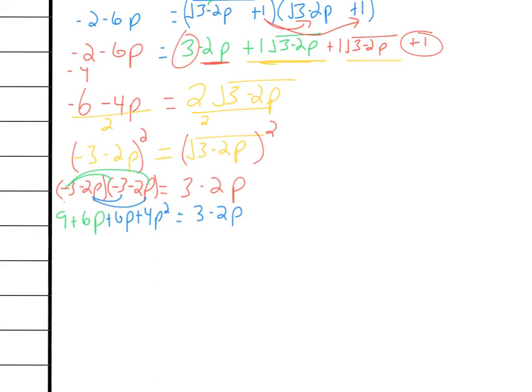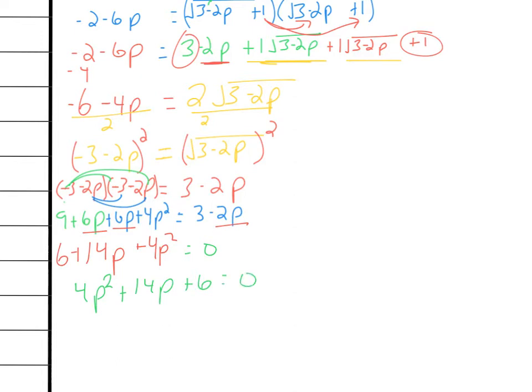Combine like terms. So I have a 6p. 6p is 12p. I'm going to bring over the 2p. So 6p, 6p, and 2p is going to make our 14p. I have a plus 4p squared. When I subtract the 3, that's going to become a 6. Equals 0. It's not quite written the right way, so I'm going to change it around. 4p squared plus 14p plus 6 equals 0.